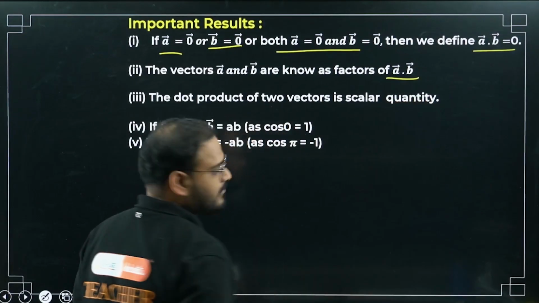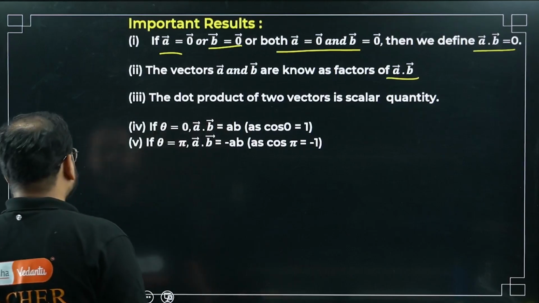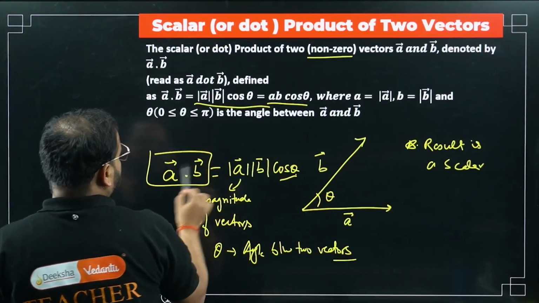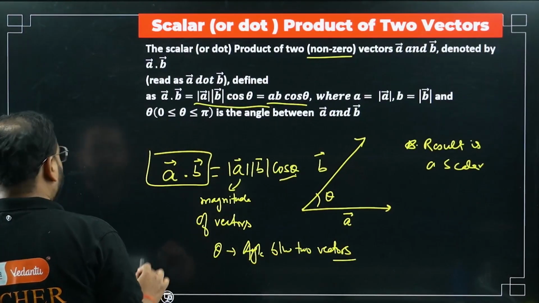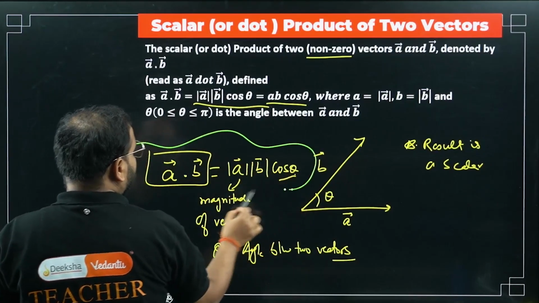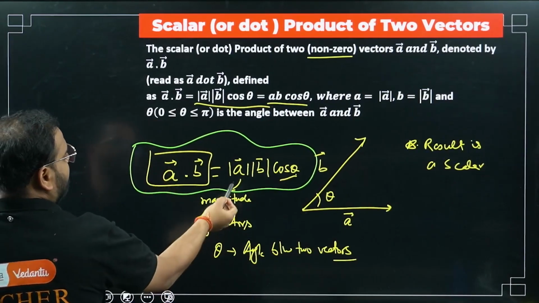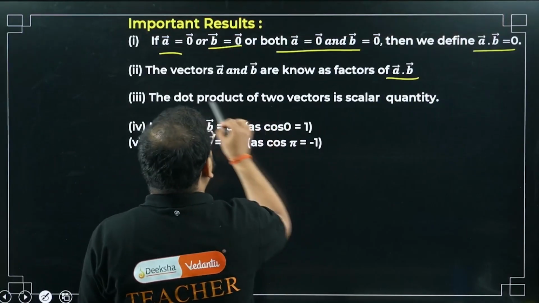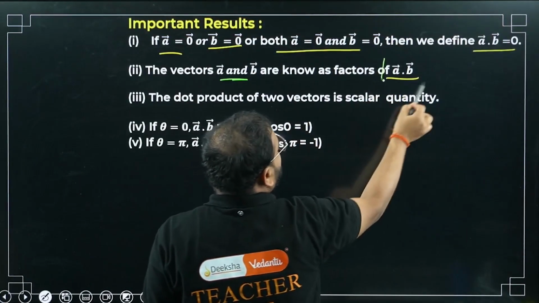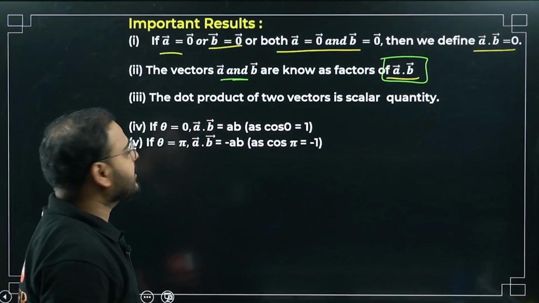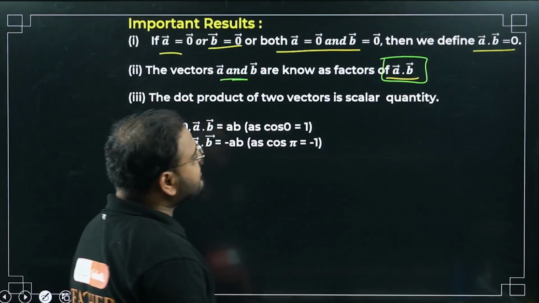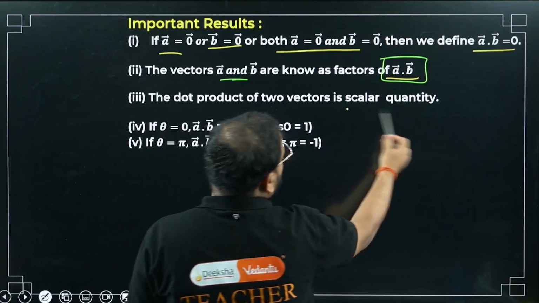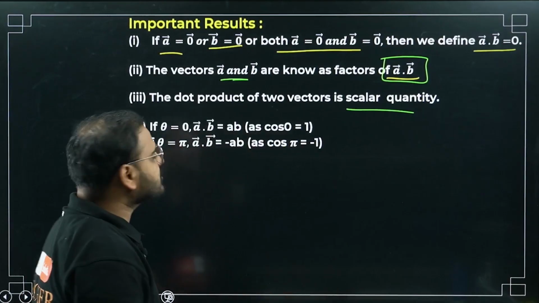Vectors A and B are known as factors of the dot product. How come, sir? Please check. From the statement that you can see over here, you can conclude that vectors A and B are the factors of the dot product, written like this. The dot product of two vectors is a scalar quantity. I explained this already. That's why the name scalar product also comes.